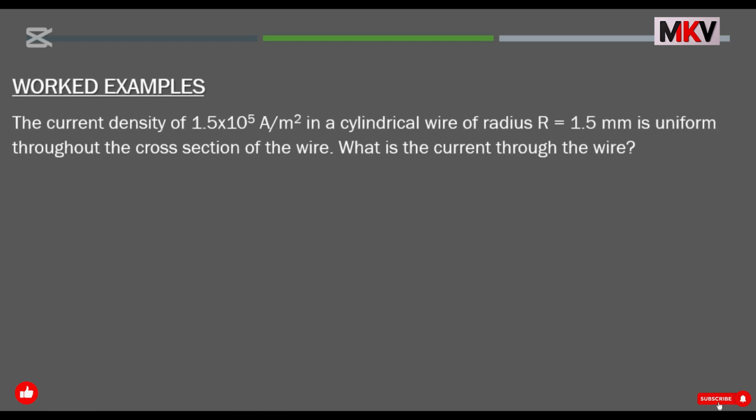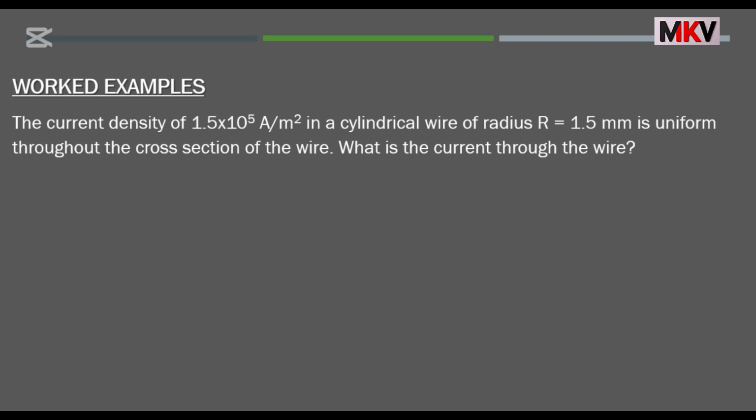Now let's look at some worked examples. A current density of 1.5 times 10 to the power 5 amperes per meter squared in a cylindrical wire of radius 1.5 millimeters is uniform throughout the cross section of the wire. What is the current through the wire?